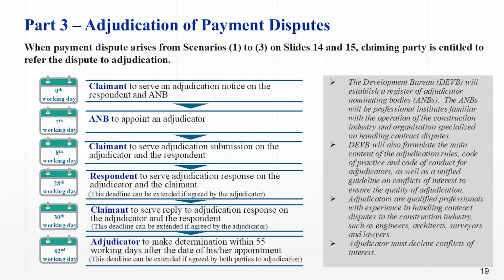For complicated cases, the 55 working days adjudication period may be extended subject to the agreement of both parties to adjudication. The ordinance empowers the Development Bureau to establish a register of adjudicator nominating bodies. The adjudicator nominating bodies will be professional institutes familiar with the operation of the construction industry and organizations specializing in handling contract disputes. The Development Bureau will also formulate the main content of the adjudication rules, code of practice and code of conduct for adjudicators, as well as a unified guideline on conflicts of interest to ensure the quality of adjudication. Adjudicators are qualified professionals such as engineers, architects, surveyors, and lawyers with experience in handling contract disputes in the construction industry. Adjudicators are required to declare conflicts of interest at the time of their appointment and throughout the adjudication process.